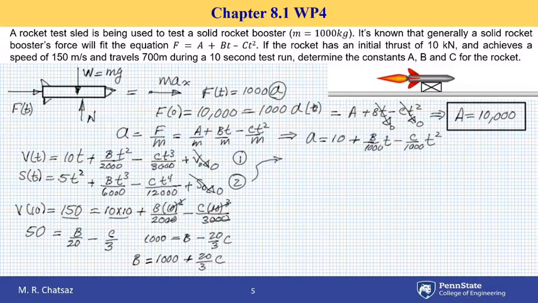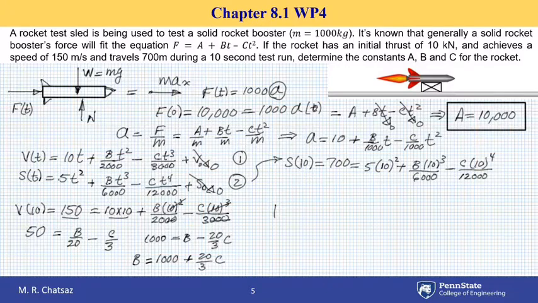Now, if I use the other initial condition, which says during 10 seconds it travels 700 meters, then I can use equation 2 and write s of 10, which is equal to 700, equals to, I want to plug 10 seconds into the right side of equation 2, which gives me 5 times 10 squared plus B 10 cubed over 6000 minus C 10 to the 4th power over 12,000.